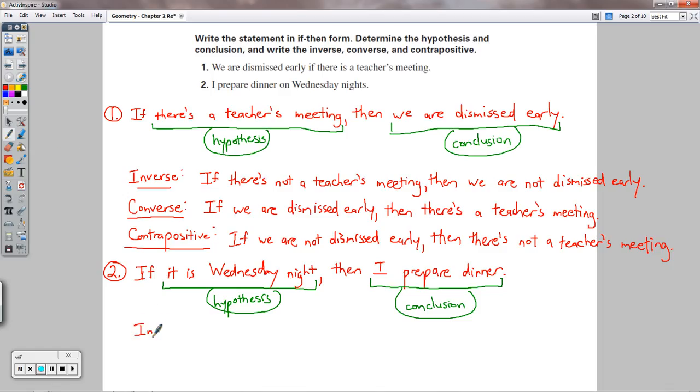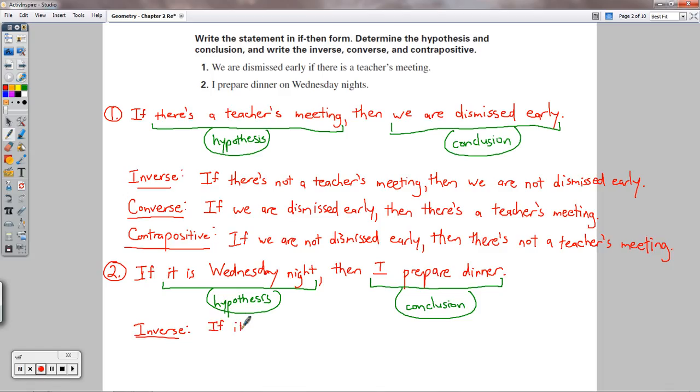And back to the inverse, converse, contrapositive. So the inverse, we are supposed to put nots in there. We're supposed to negate them. If there's nots already in there, then we double negate. And just like a double negative equals a positive in math, it does as well in logic. But there's not nots already in here, so we're just going to insert them in there.